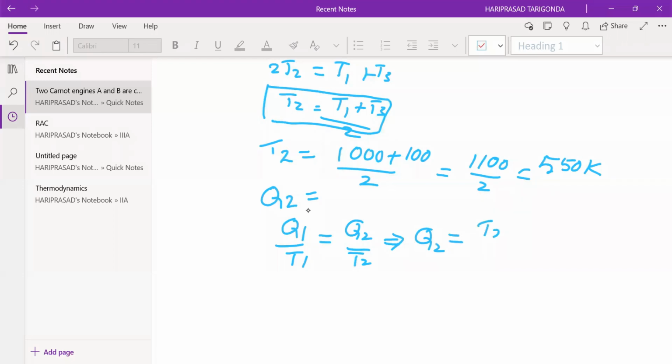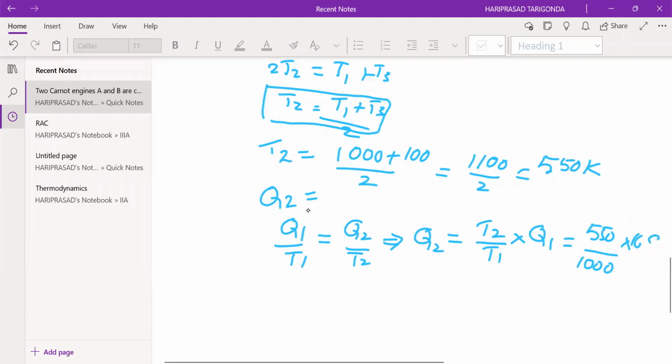From this you will get the unknown value Q2 is equal to T2 by T1 into Q1. The T2 value we have calculated, 550 by 1000, into Q1, which is 1680, sir. So substituting, you will get 924. Q2, how much? 924 kilojoules. This will be the answer he asked to find.